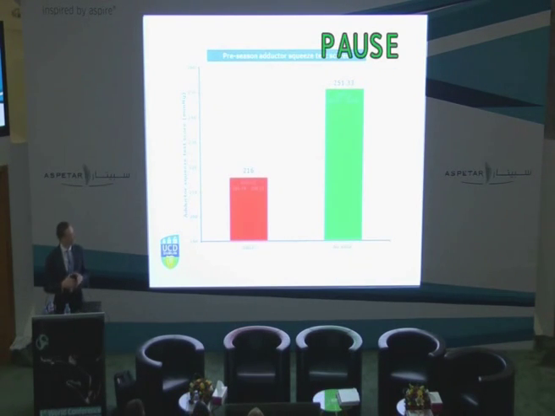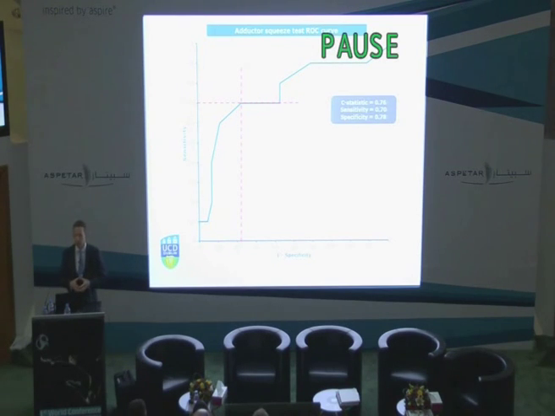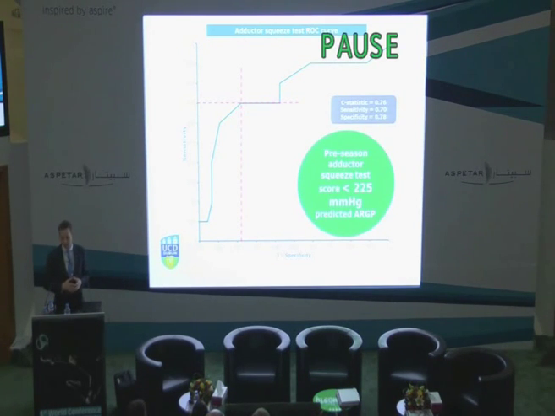So this data presents the pre-season adductor squeeze test scores for those athletes who developed adductor-related groin pain and those who didn't. And what I'm presenting here is the group mean values plus the 95% confidence intervals. So with this data, we developed a receiver-operator characteristic curve. And the prediction capacity of the model was statistically significant with a C statistic of 0.76. And the resultant prediction equation yielded a sensitivity of 0.7 and a specificity of 0.78, indicating that an adductor squeeze test score below 225 predicted adductor-related groin pain.